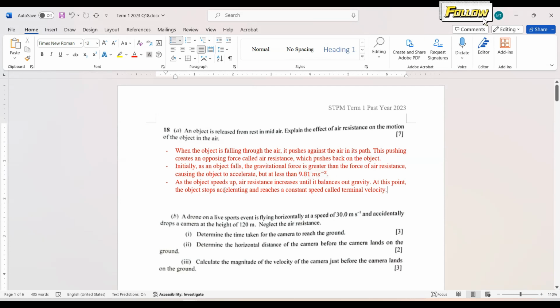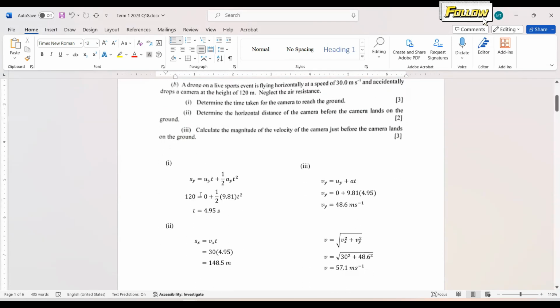As the object speeds up, air resistance increases until it balances out gravity. This is where we have the terminal velocity: the object stops accelerating and reaches a constant speed. I'm not sure if this could get the maximum marks, but if you have other ideas as well, you can put them in the comment section below. We shall look at the next question.